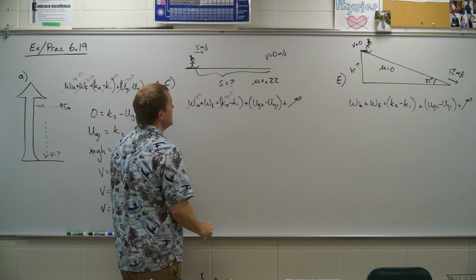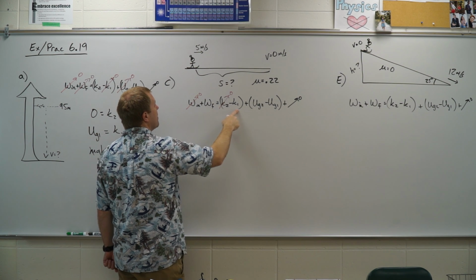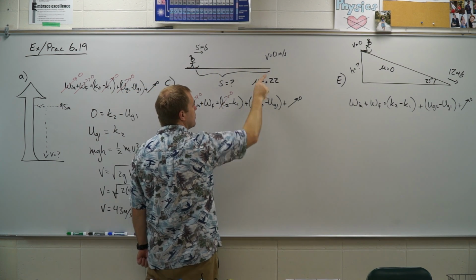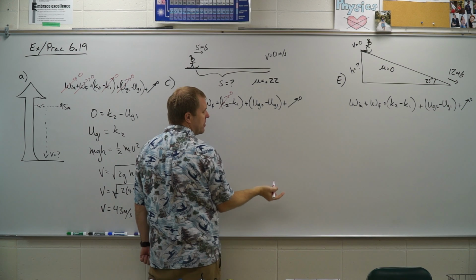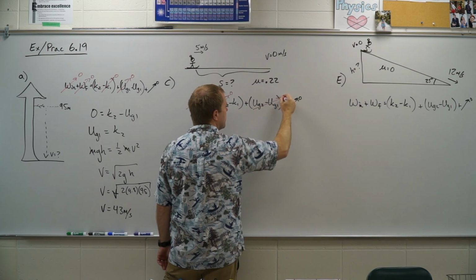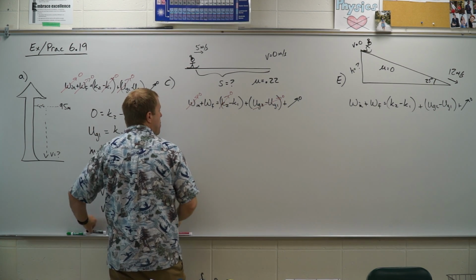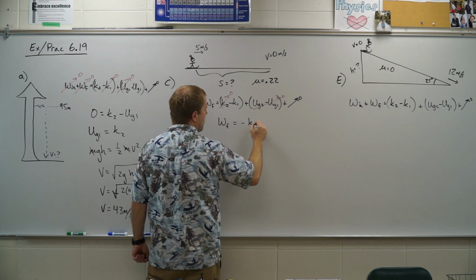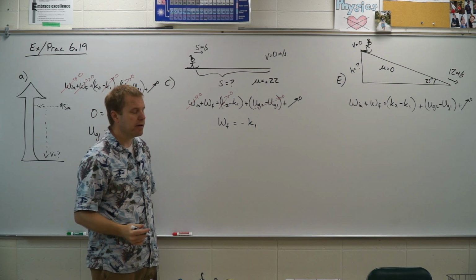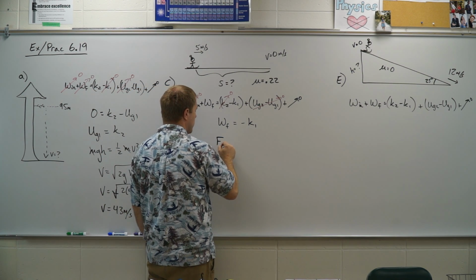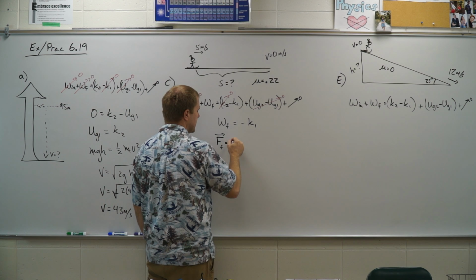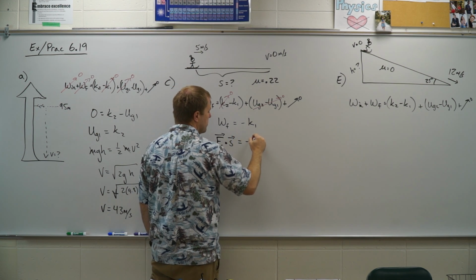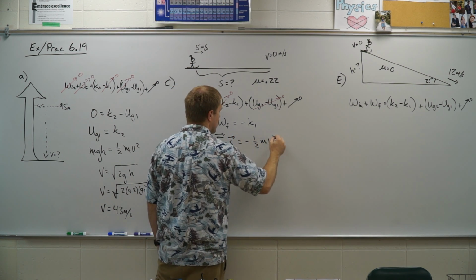They're starting at 5 meters per second, and they're ending at rest, and they are staying on level ground, meaning their height at the start and end are the same, and so I'm going to call both of those 0, and there are no springs. So I'm left with work done by friction equals negative K1. Work done by friction, remember, the force of friction dot the displacement equals negative 1/2 mv squared.